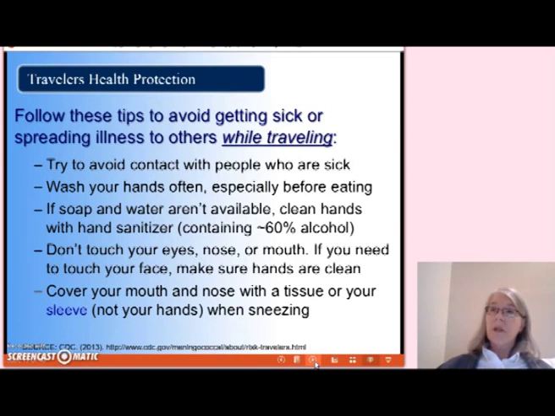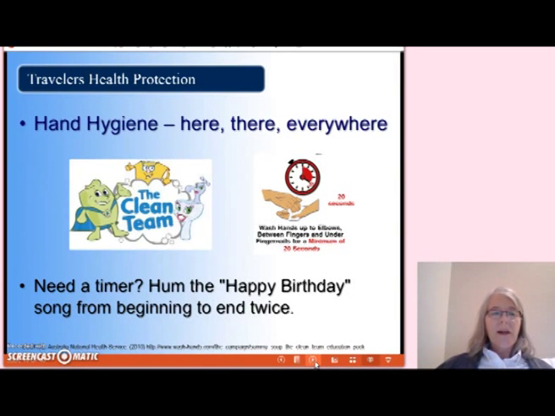Or if you're using the gel, make sure it has 60% alcohol. Be considerate, just like they have recommendations for cold season influenza. Don't touch your eyes and nose, all those types of things. Sneeze into your sleeve so you won't be spreading viruses that you have to others with your hands. So again, I like to think about the hand hygiene.